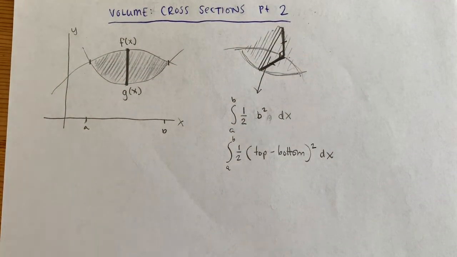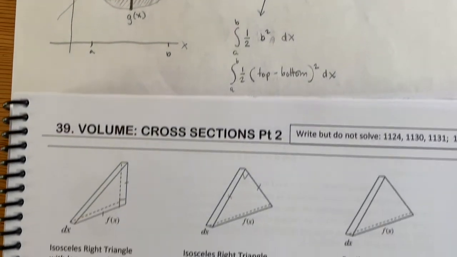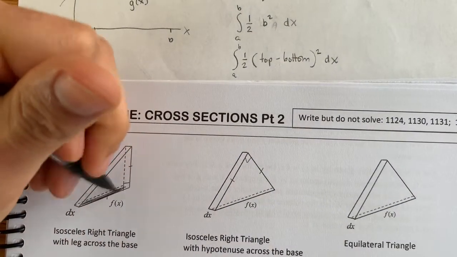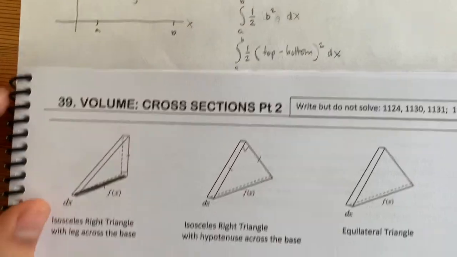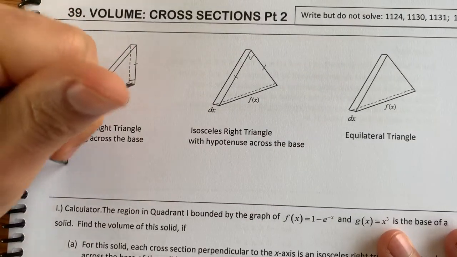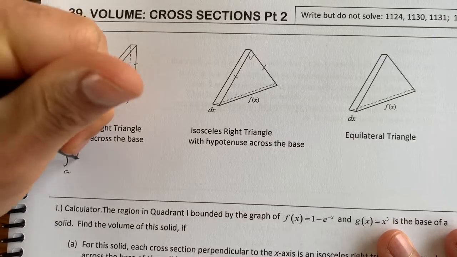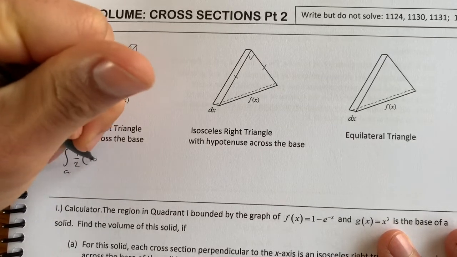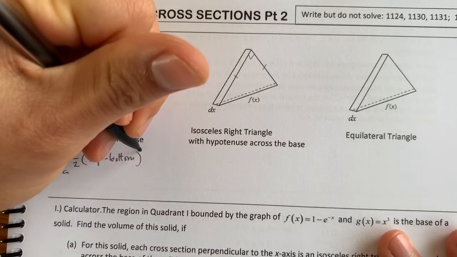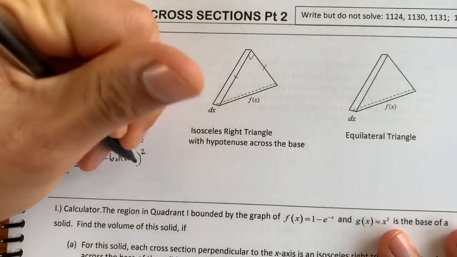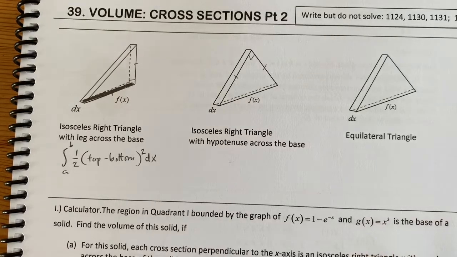So let's put that into our notes here. So this is our baseline right there, but it's the same as the height. So the formula would be 1/2 top minus bottom for the base times the height, which is the same, so squared. Okay, and there we go.